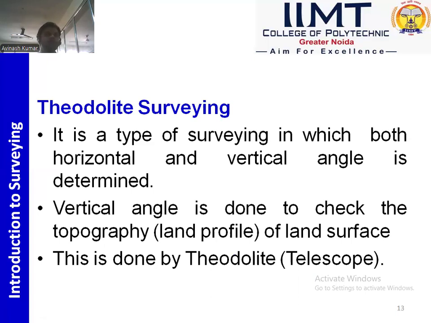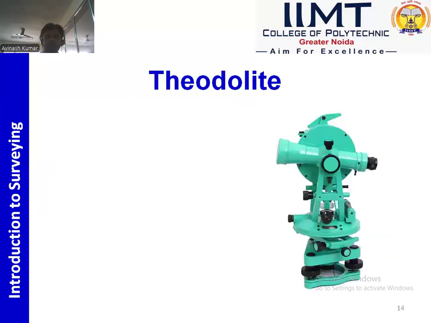Suppose we want to know the land pattern of an area. Land pattern is called topography, meaning whether the land is plain, whether the land has rivers, mountains. In that case, we have to measure the vertical angle. Then we can know about the land pattern of that area. And this is done by theodolite. Theodolite is a kind of telescope. This is the theodolite. You can see this is the telescope, and the rest are supporting instruments.